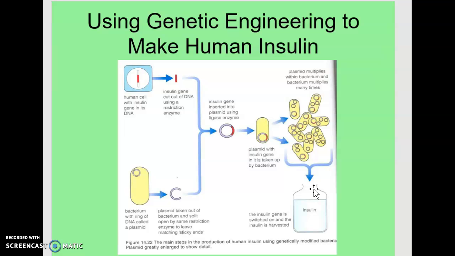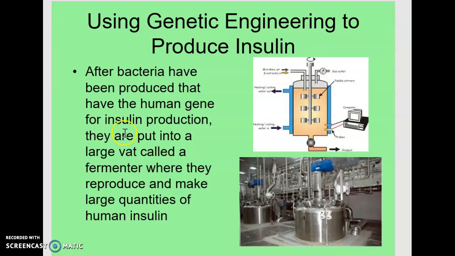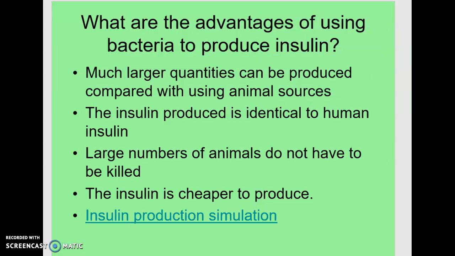Used to be that we'd have to get the insulin from a pig, slaughter the pig, and obviously that's not great. So obviously you're killing pigs. But then once you've done this, you can put it in a large vat, and you can make large quantities of the insulin. And there are, like I said, advantages to this. You can make larger quantities. It's identical to human insulin, and we don't have to kill the pigs. And it's also cheaper to produce.